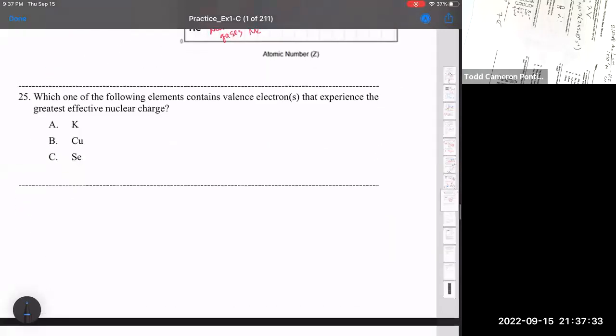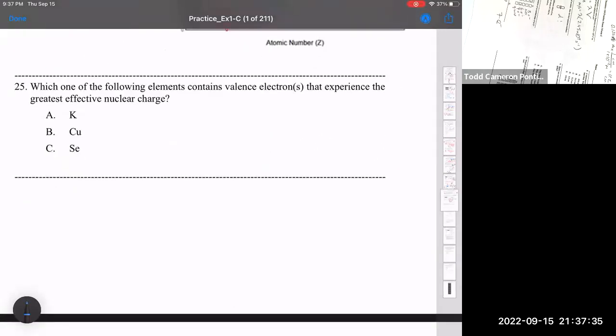All right. Which one of the following elements contains valence electrons that experience the greatest effective nuclear charge? Potassium, copper, or selenium. These are all in the same row of the periodic table. Potassium is here, copper is here, selenium is here. So they all have the same number of shells, but selenium has the greatest number of protons, it has the most positive nucleus. So selenium is going to experience the greatest effective nuclear charge by virtue of having the most protons.